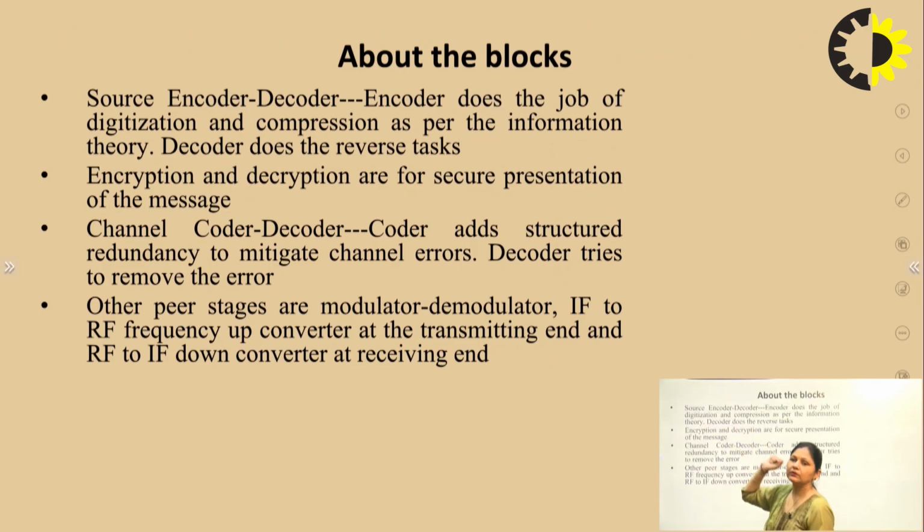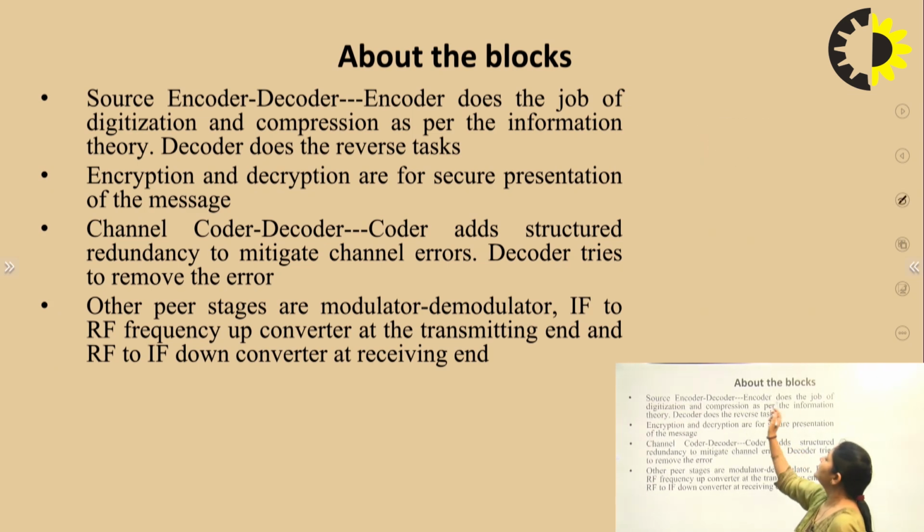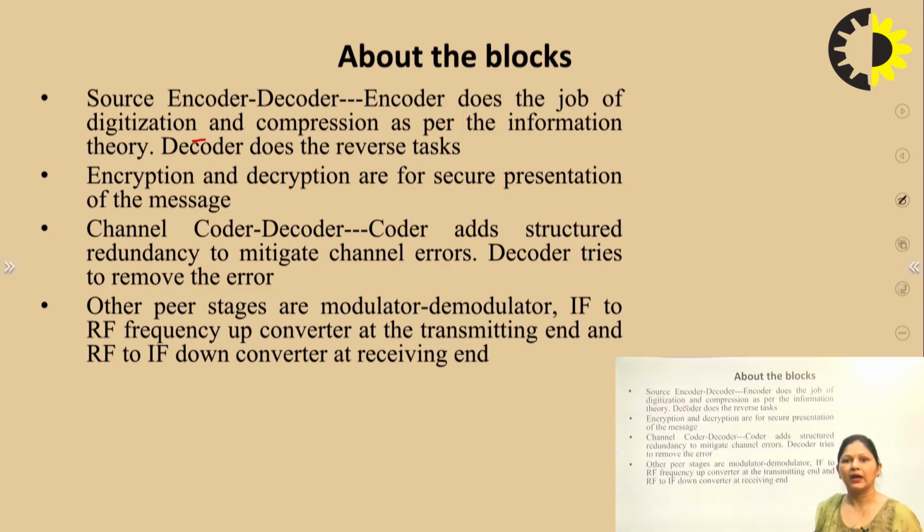Now coming to the working of the blocks. First, the source encoder and decoder. The encoder does the job of digitization. As we are talking about digital signals, the encoder does the job of digitization and compression as well as information theory. The decoder does the reverse task. The encoder encodes the signal in digitized form. After encoding, it will be transmitted. So at the receiver, we need to decode the signal.